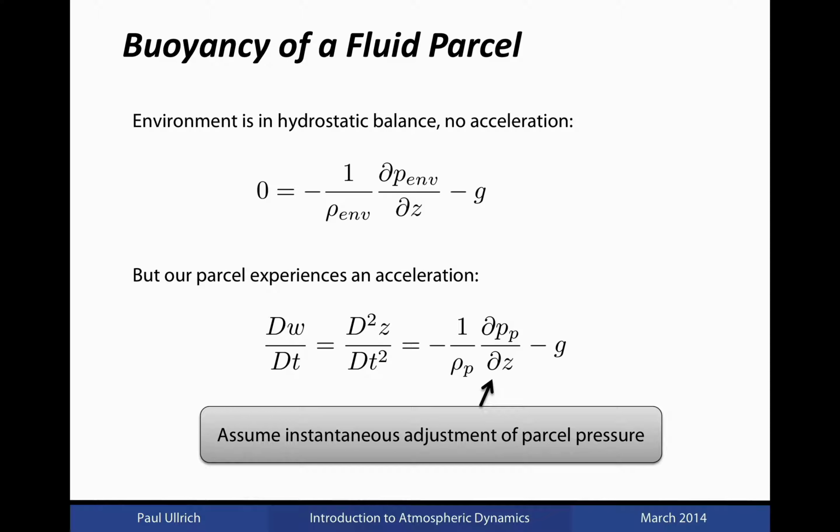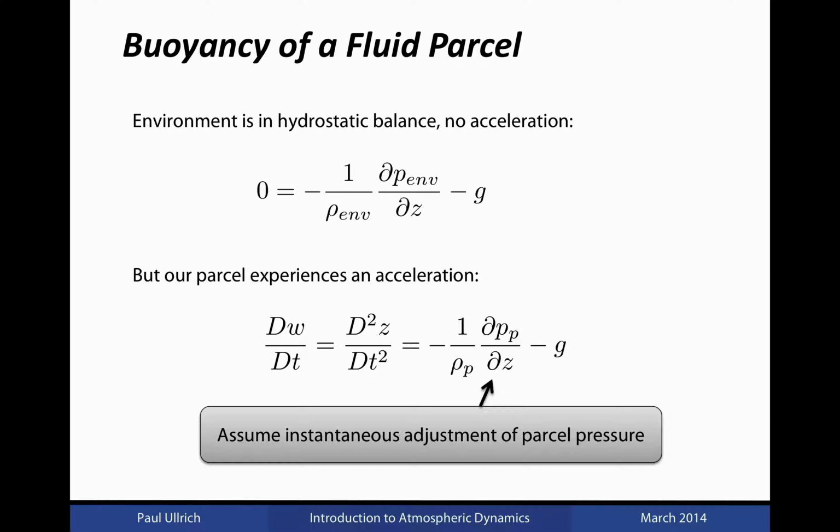The acceleration that it experiences can then be written as the material derivative of the vertical velocity with respect to time. The vertical velocity may also be written as the change in vertical coordinate following the fluid parcel, and hence dw/dt can be written as d squared z over dt squared. The right-hand side here denotes the force balance experienced by the fluid parcel. It also experiences pressure gradient force and gravitational force.